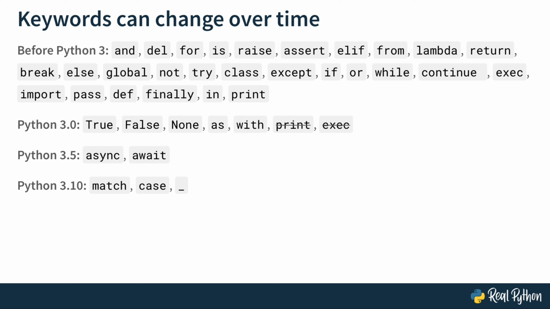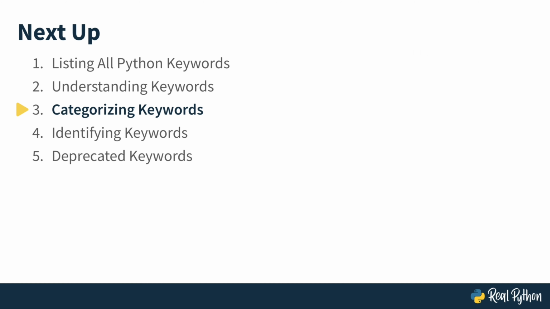That means if you have an existing code base and you use variable names like match or case, you don't have to change your code base just to work with Python 3.10. However, to use this structural pattern matching, you have to use match and case in a special way. So far, we have generally grouped keywords into normal keywords and soft keywords, but it makes sense to categorize them even more. We will do this in the next lesson.